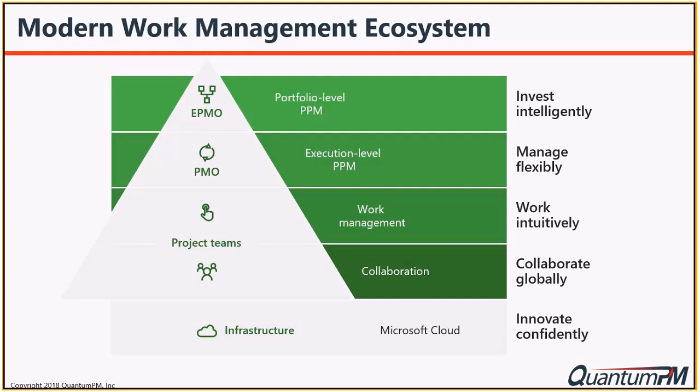In terms of the modern work management ecosystem, we talked about the project team level, the collaboration, the infrastructure levels. This is the vision for how this is going to hang together. So you've got infrastructure using the cloud, so it's innovation and security, collaboration across project teams globally. Again, with cloud, you'd have fewer issues with latency, and you can have data that's segmented by geography and GDPR compliance. So all this is going to be globally integrated.